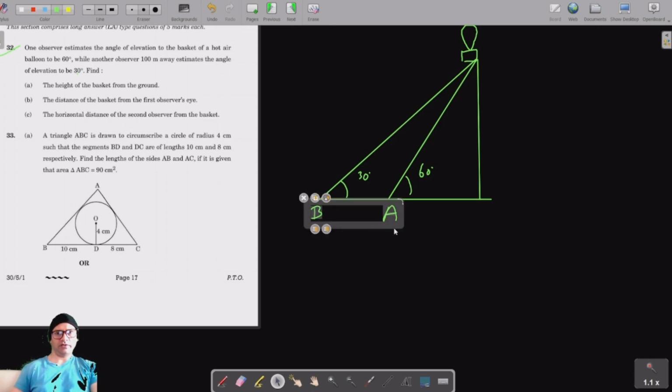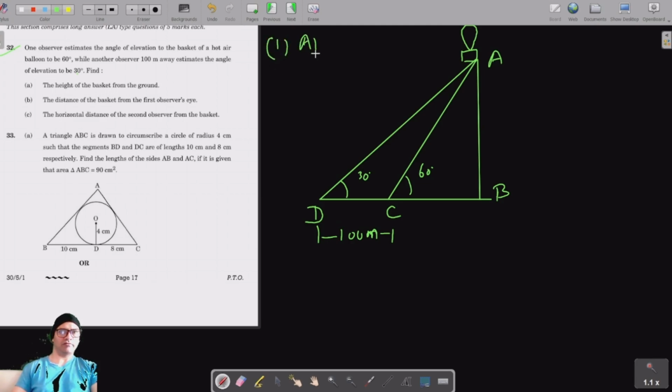Let's say AB is the height of the hot air balloon from the ground. C is the first observer and B is the second observer, and the distance between them is 100 meter. Now we have to find the height of the basket from the ground.